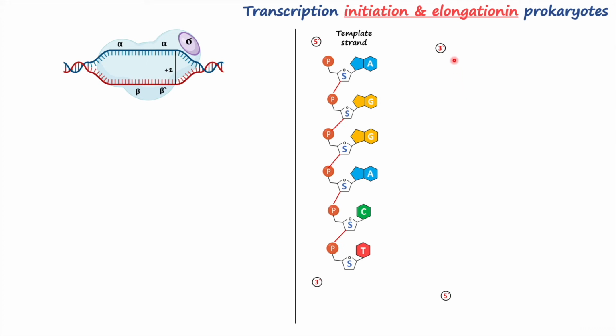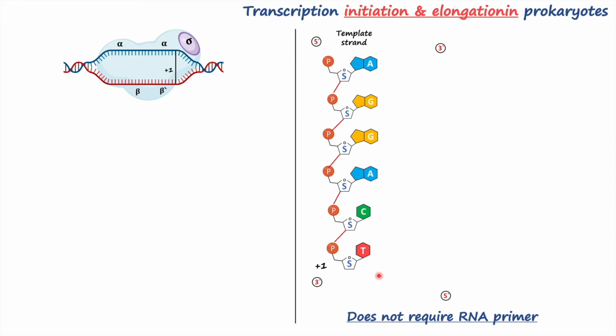And second, the RNA polymerase enzyme does not require an RNA primer to start synthesizing the new strand, which is again opposed to the DNA polymerase enzyme, which requires an RNA primer to synthesize a new DNA strand. So now consider that this first nucleotide here is present at the +1 base, that means it is present at the transcription start site. So RNA polymerase starts adding nucleotides from the transcription start site.